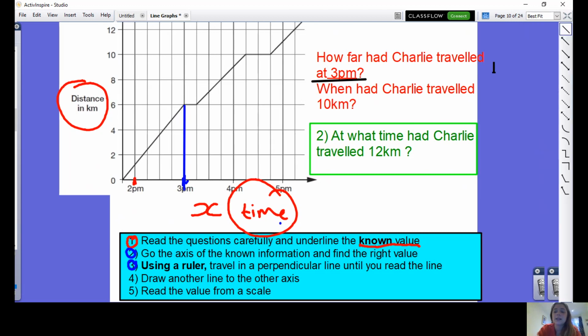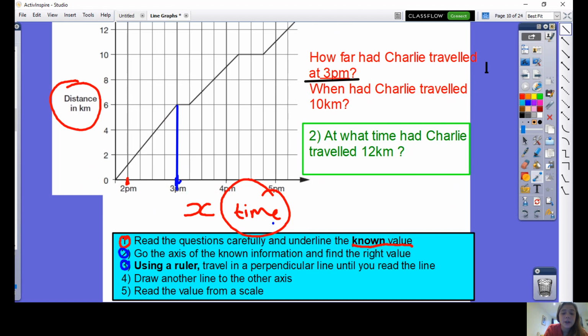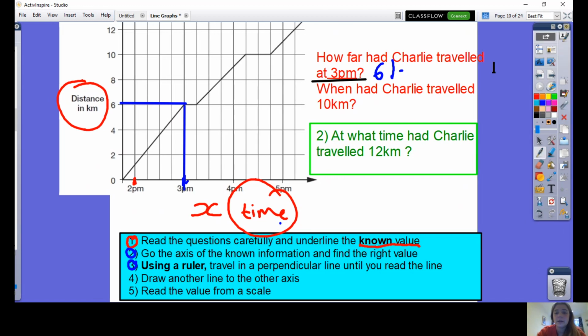Now I'm going to draw at another perpendicular angle, my line going out to the other axis. Because I knew the time, I'm looking for the distance. I can see then that my distance is 6 kilometres. Make sure you include the unit of measure from the question and from the axes. Let's just check I found the right information. How far had he travelled? Is my distance how far? Yes, it is. Okay, so let's look at another question then, using exactly the same steps to success.